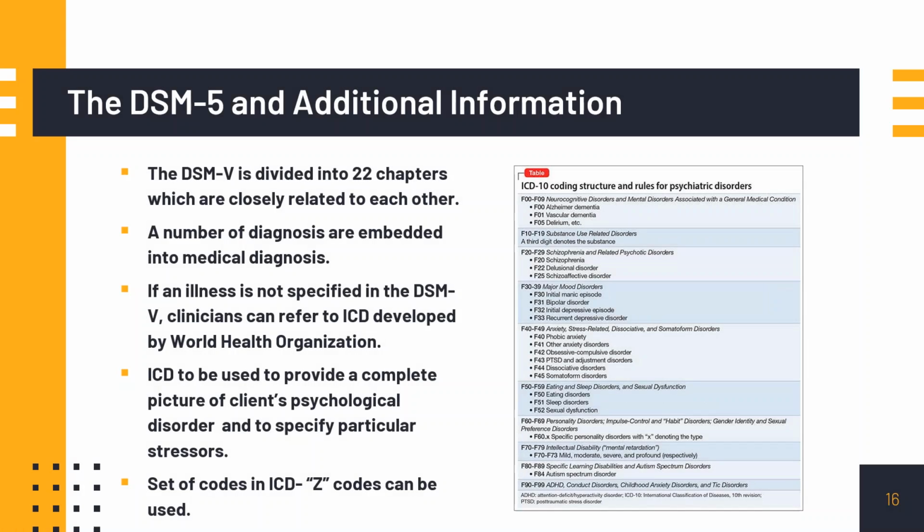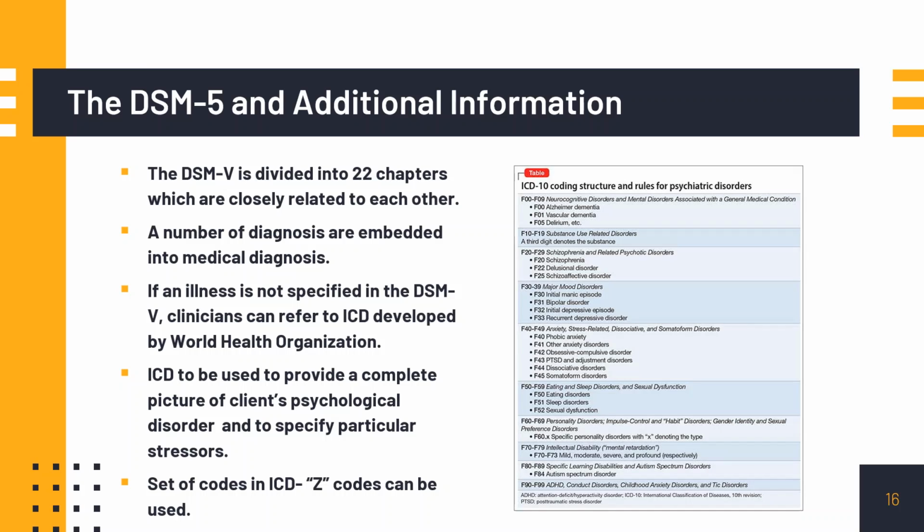Now, the DSM-5 is definitely different from the DSM-4-TR, and we can see the difference that we've put down in this particular slide, how the DSM-5 has some additional information that was not there in the DSM-4-TR. If a particular illness is not certified in the DSM-5, clinicians can also refer to the ICD, which is also a very common manual that is used.